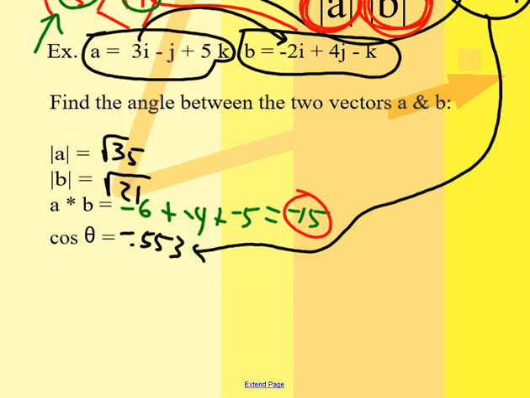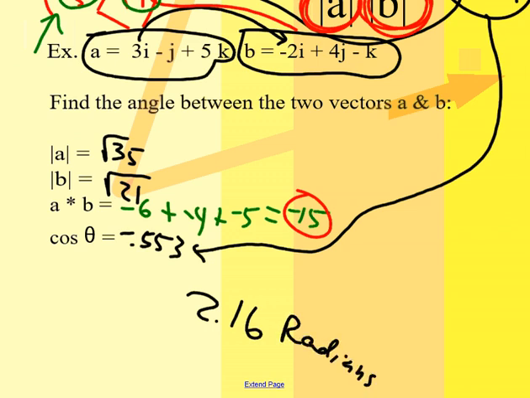What did you get for your final answer in radians? Raise your hand, please. How many groups have it? A lot of groups have it. What did you guys get? 2.16. Can anybody verify 2.16? All right. Now, 2.16 radians.